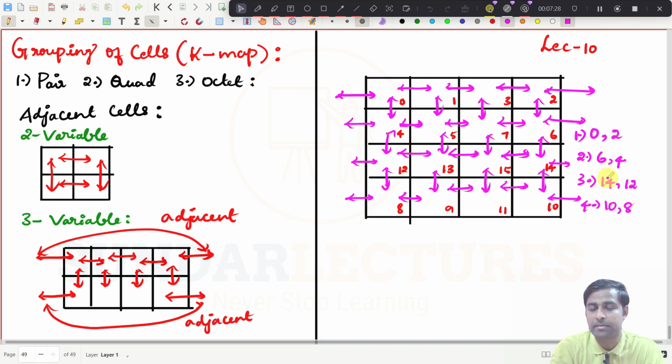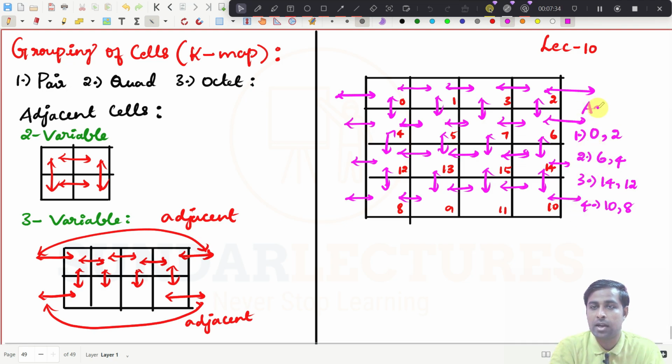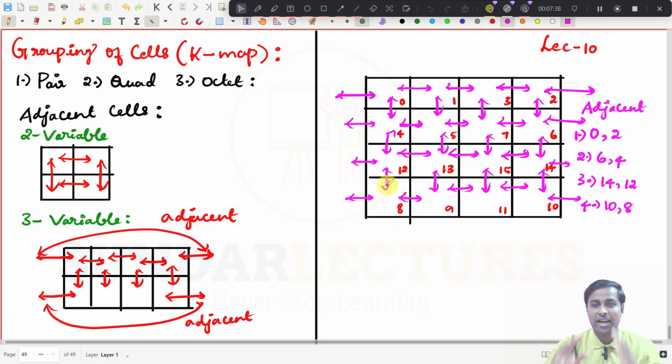I'm writing minterms, try to understand. I'm not giving any numbers, I'm directly writing the minterms. So these are all adjacent cells. I fold the map like this now, so that 2 and 0 are adjacent cells, as well as 6, 14, 10 with respect to 4, 12, 8. And if I fold the map like this, because it is a 4 variable K-map, I can fold like this also, and also like this, right?